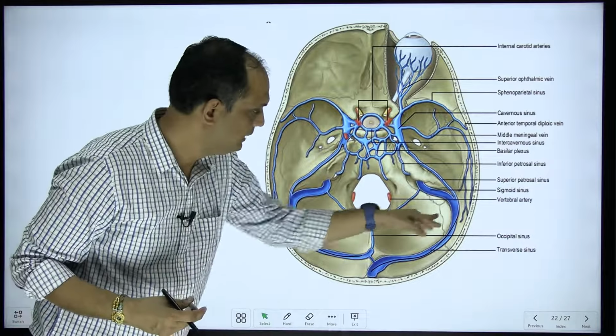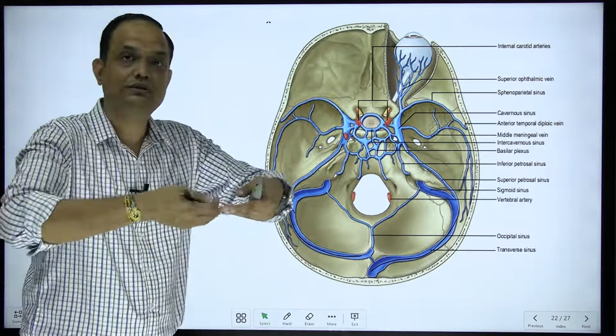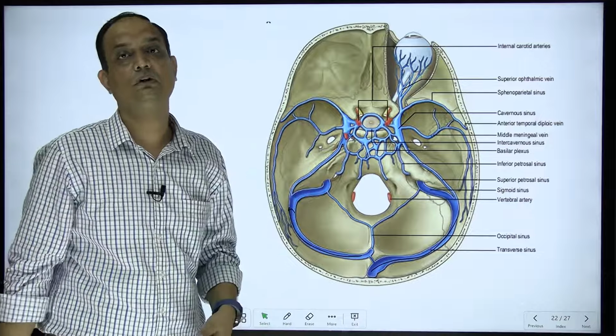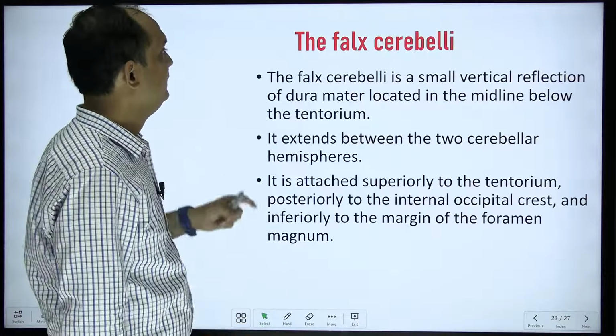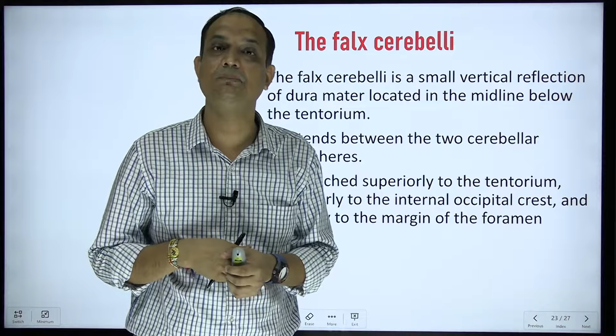Here you are able to see the blue lines which are representing the transverse sinus. Those are present on the inner side of occipital bone. Clear? Now the falx cerebelli.